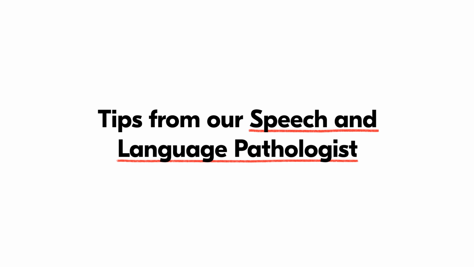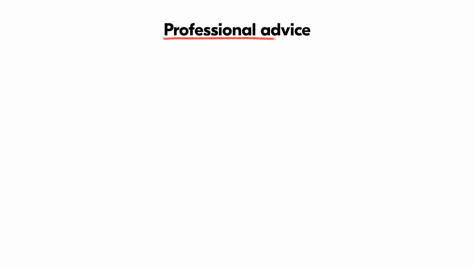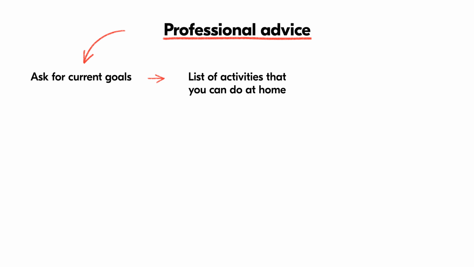I also promise that I will add some final tips from our speech and language pathologist and how to combine what we spoke of with professional advice. If your child sees a speech therapist, it is important to ask for the current goals that he or she is working on. Ask your therapist to provide you with a list of activities that you can do at home to generalize the goals to the home environment.